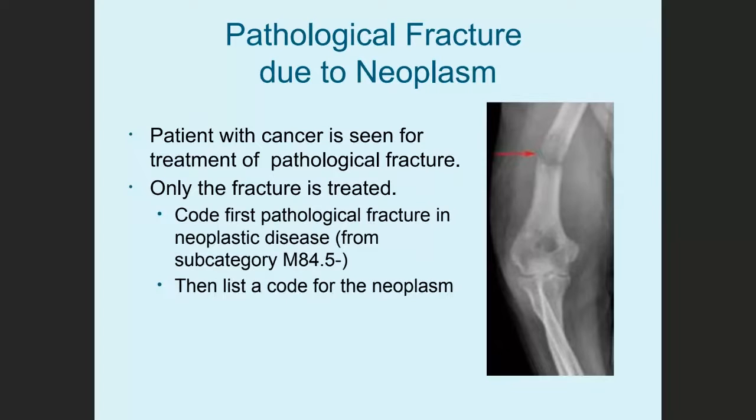Okay, a patient may be seen for treatment of a pathological fracture and the malignancy, or may have a pathological fracture and the malignancy. Bone cancer can result in weakened bones and possibly a pathological fracture. So in this case, only the fracture is treated. So code first the pathological fracture from the M84.5 subcategory, which includes extra digits to be more specific for the site of the fracture, and then use a code for the neoplasm.